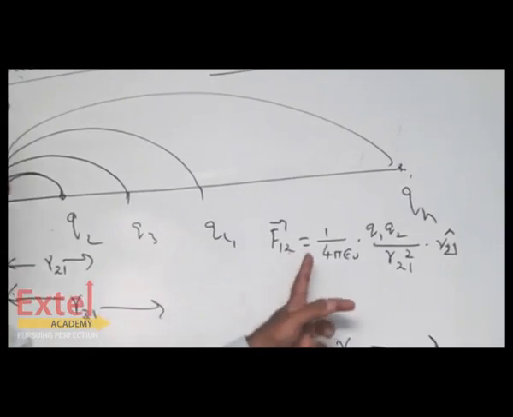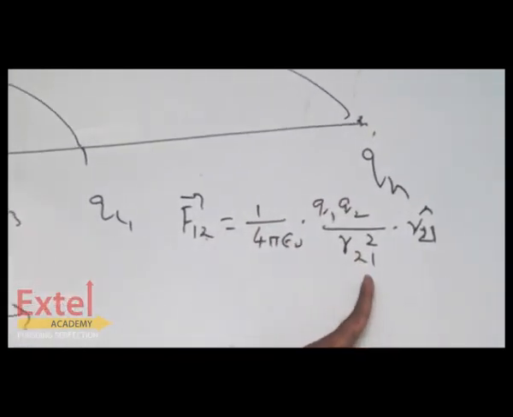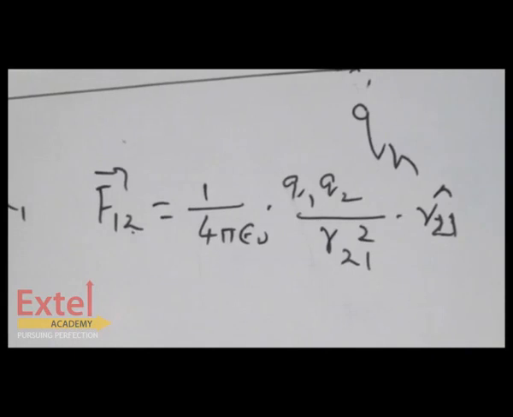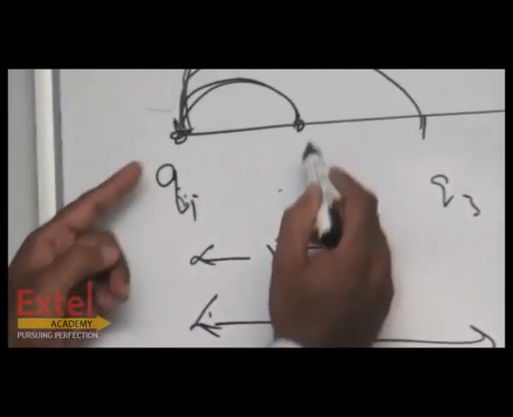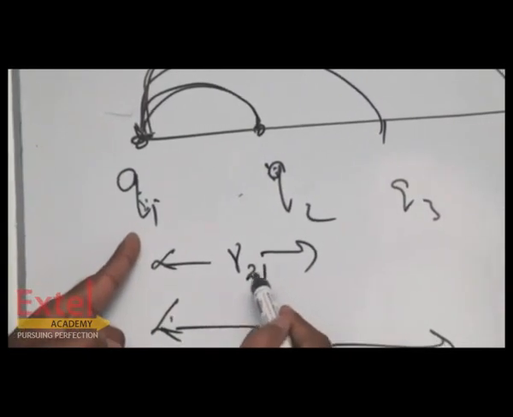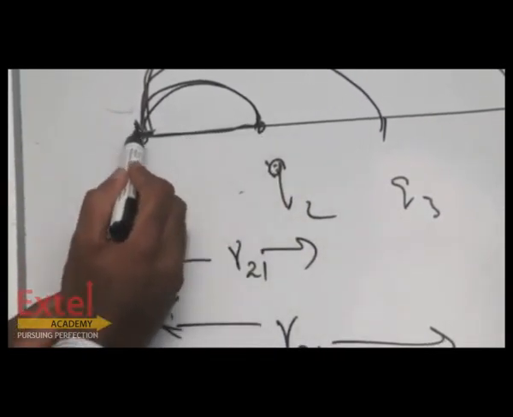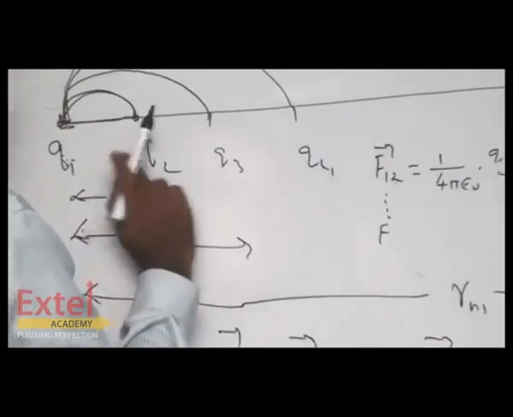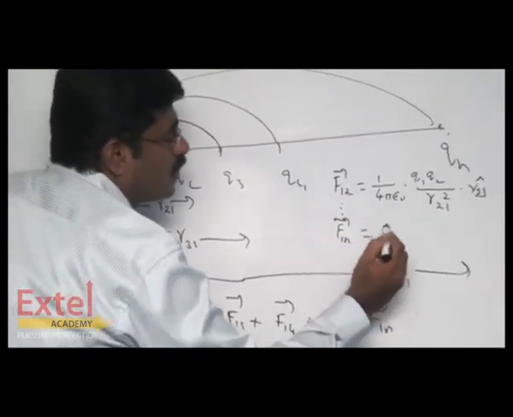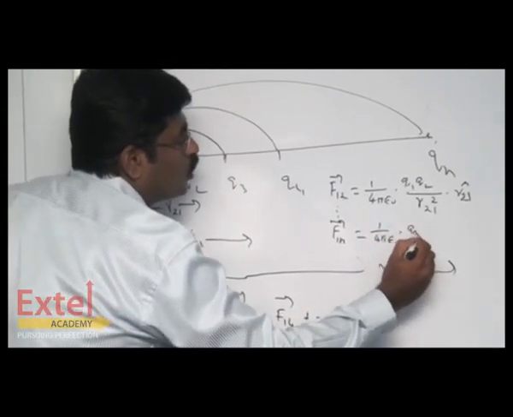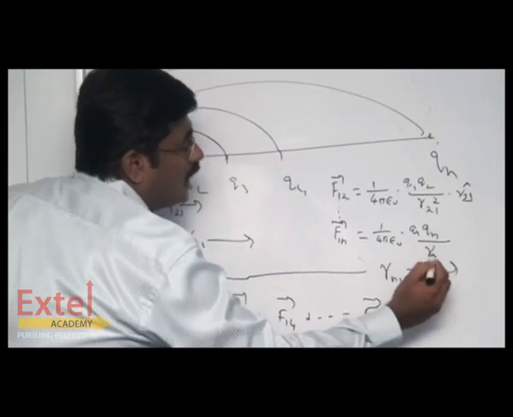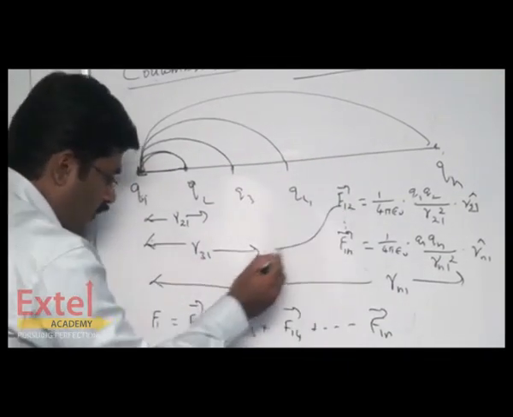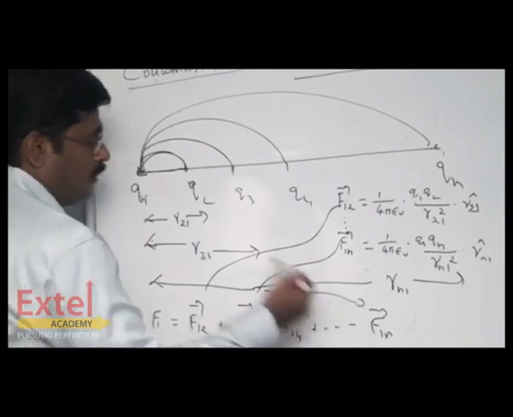I hope you have understood. 1 by 4 pi epsilon naught Q1 Q2 by R21 square R21 cap. Because when you look at these two charges, this charge gives a force onto the other charge, so we have to measure the distance as R21, from the second charge to the first charge. Similarly, what is the force between the nth charge and the first charge? F1n vector is equal to 1 by 4 pi epsilon naught Q1 Qn by Rn1 square into Rn1 cap. So when you substitute in the main equation, what happens?